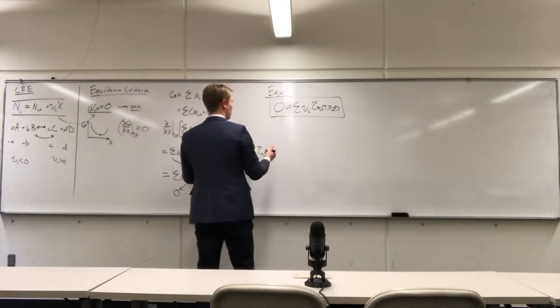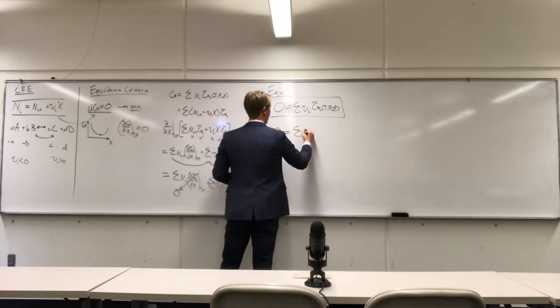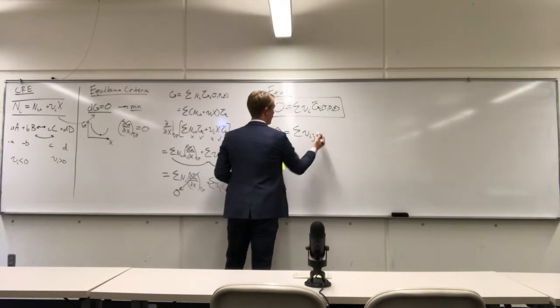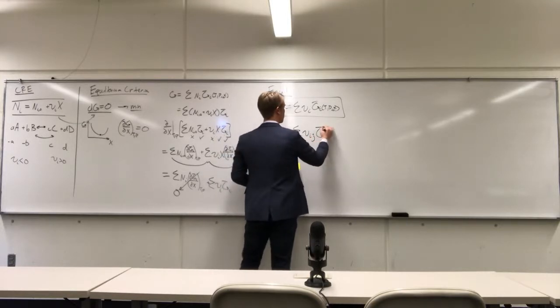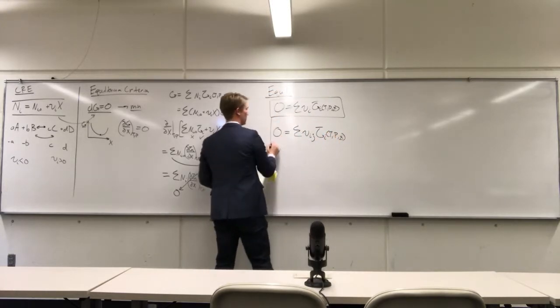Same thing holds true for multiple reactions. So if we have multiple reactions, we have the stoichiometric coefficient of species i in reaction j multiplied by the partial Gibbs energy of that species i in the total reacting system.